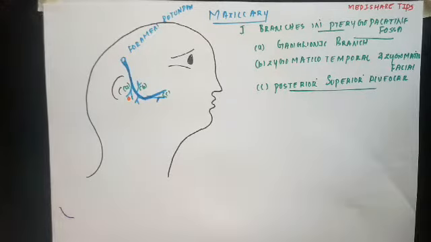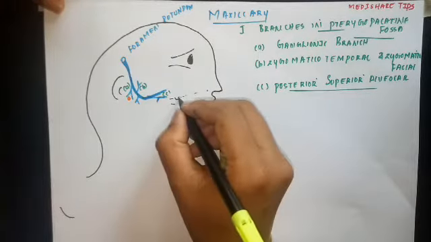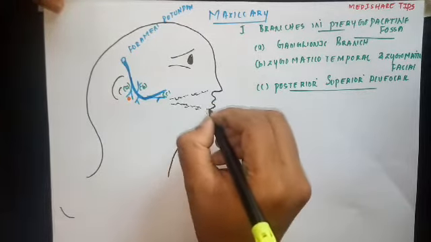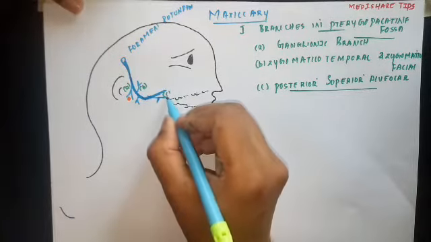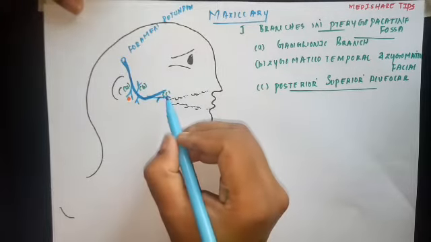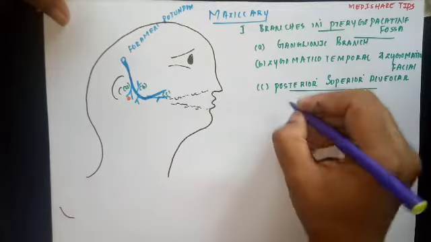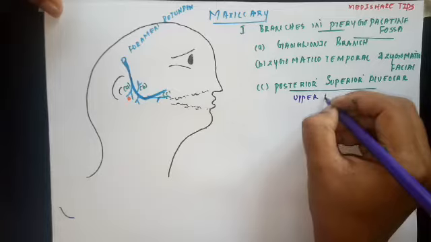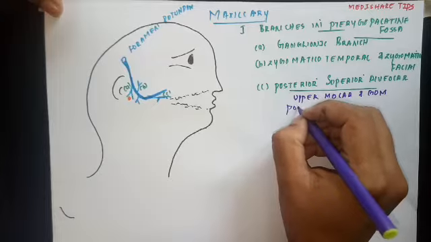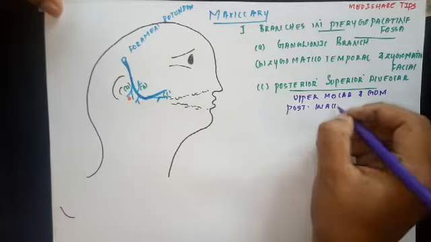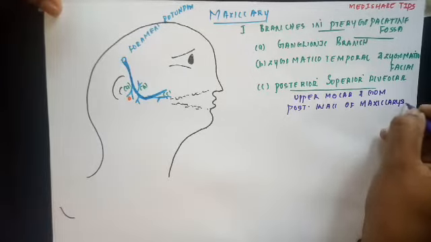This is the upper jaw, and this is the lower jaw. The upper jaw contains the teeth, and the lower jaw contains teeth and gum. The posterior superior alveolar nerve supplies the upper molar teeth and adjacent gum, and it also supplies the posterior wall of the maxillary sinus. So that's about the posterior superior alveolar nerve.